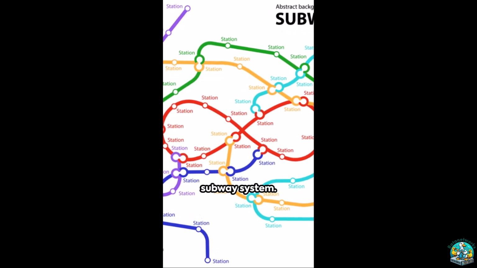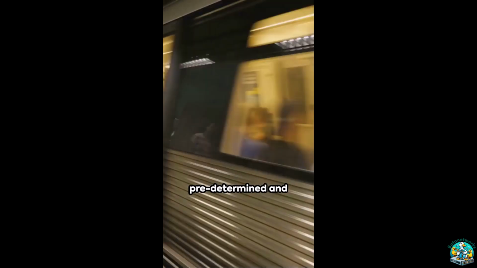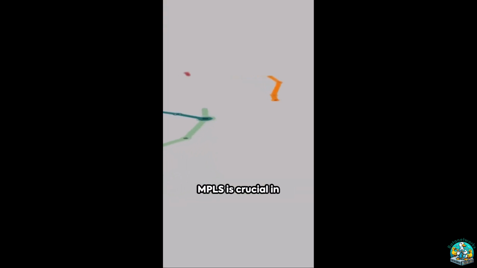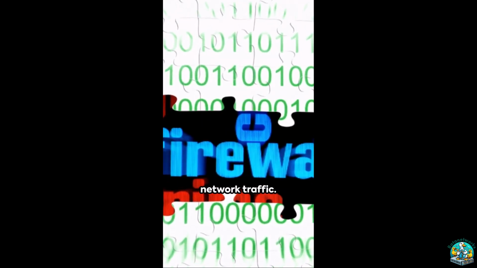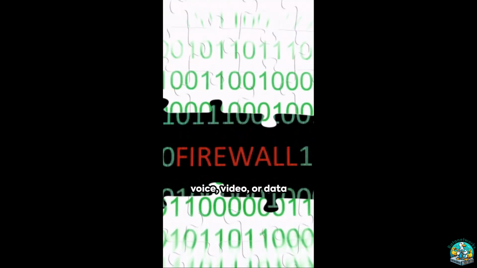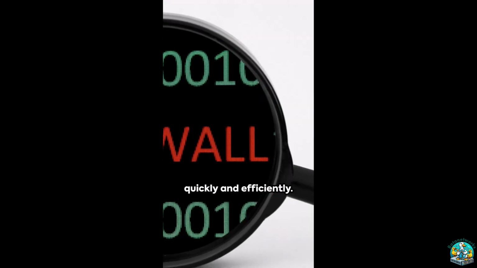Think of it like a subway system. Instead of each train deciding its route, the route is predetermined, and each station knows exactly where to send the train next. MPLS is crucial in managing different types of service for network traffic. Whether it's for voice, video, or data packets, MPLS ensures your data gets where it needs to go quickly and efficiently.